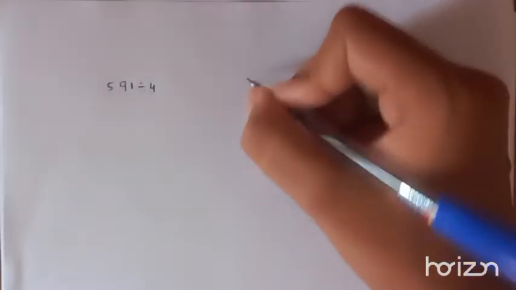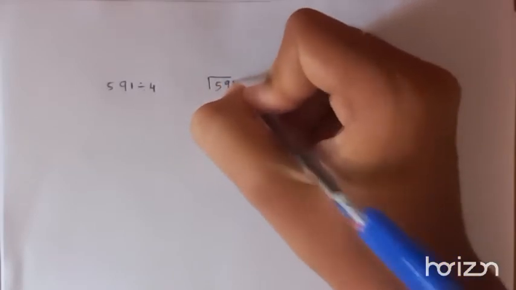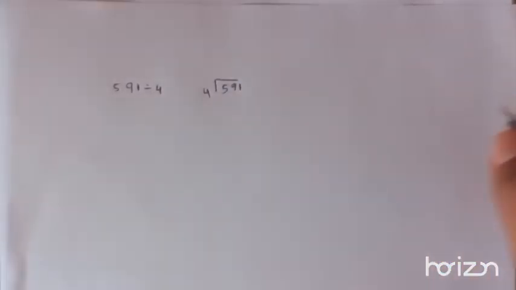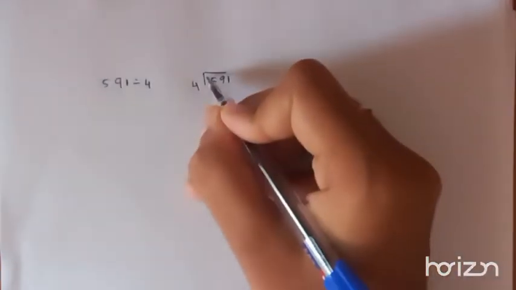Okay, we're going to learn to divide 591 by 4. In here, we are going to use the bus stop method, just like how we did earlier. Right, 591 divided by 4.